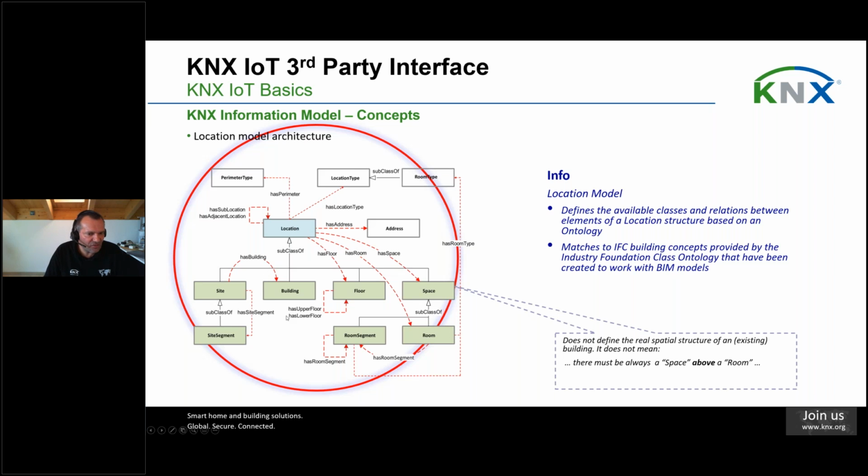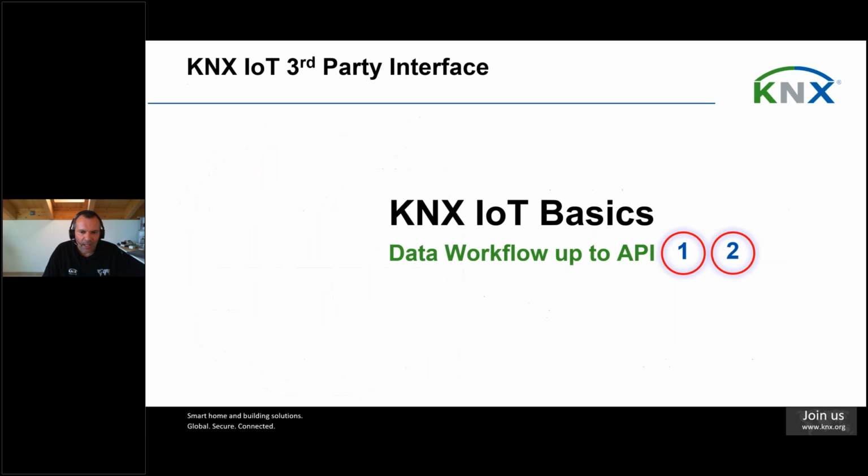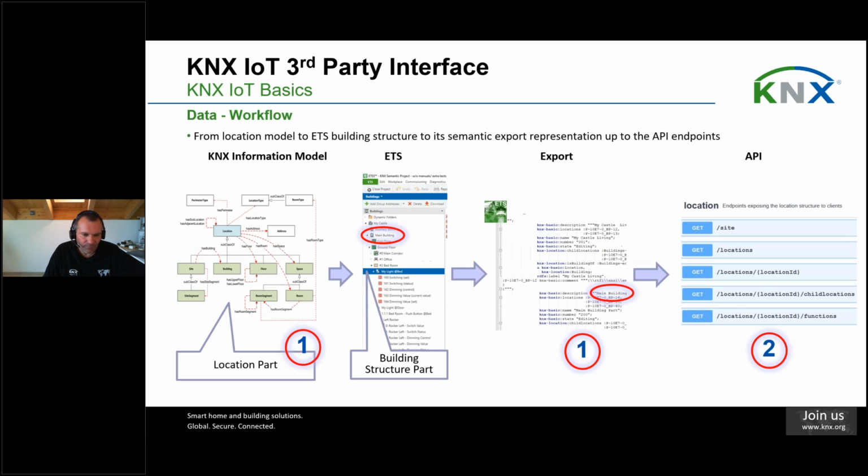And we have not invented this by ourselves. This is related to IFC, which has already done such building structures in the Internet of Things, respectively in the building information model. So that's the information model. Next thing, the data workflow from A to B, 1 to 2. We remember 1 was the information model and the export, and 2 was the server with its API.